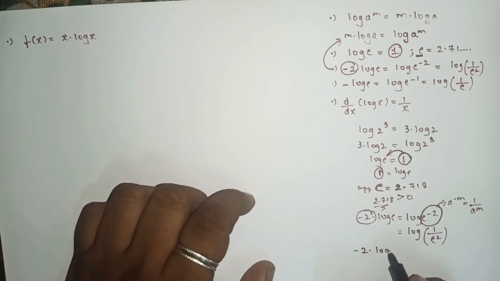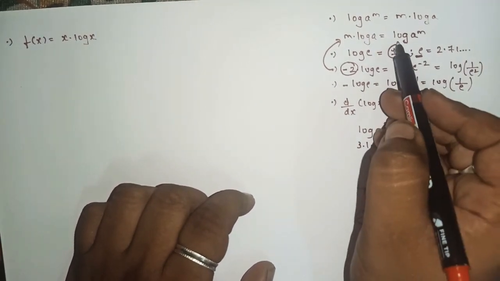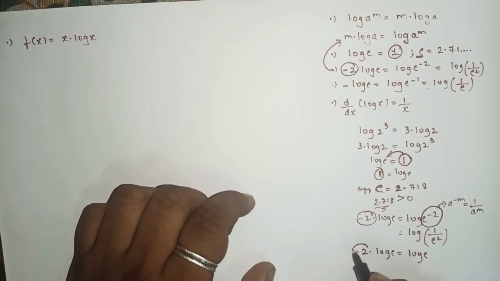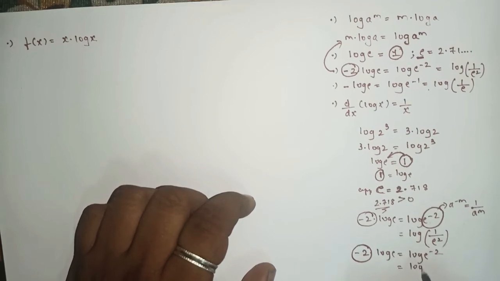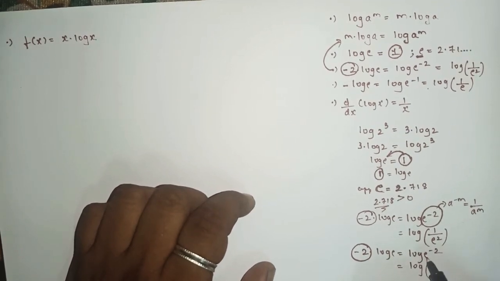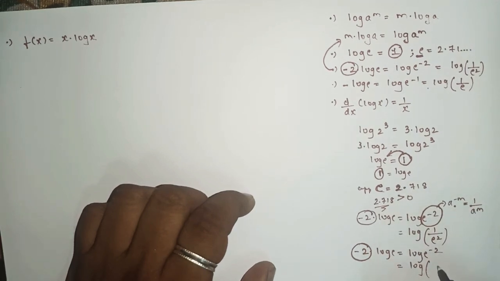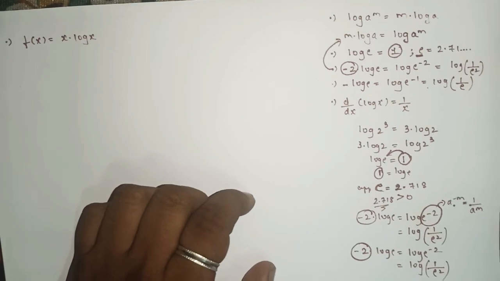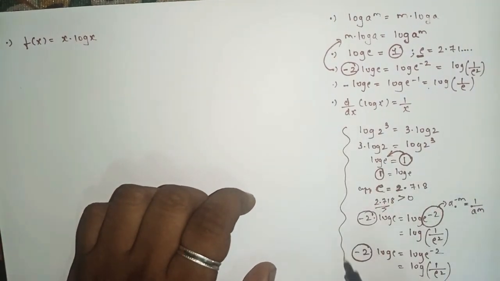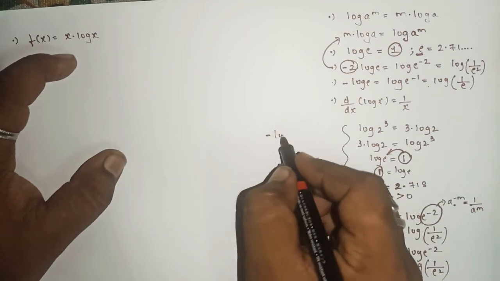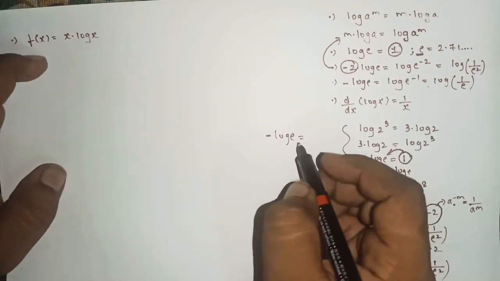Minus 2 into log e, we'll apply the logarithm formula. So we can write this as log e raised to minus 2, the 2 will go to the power. We'll keep this log as it is. Now e raised to minus 2, we'll apply the a raised to minus m formula, the indices formula. So this can be written as 1 upon e square. Yes or no? Understood?